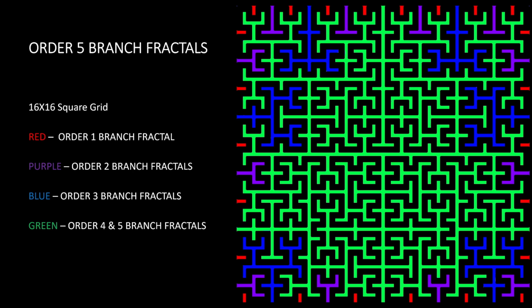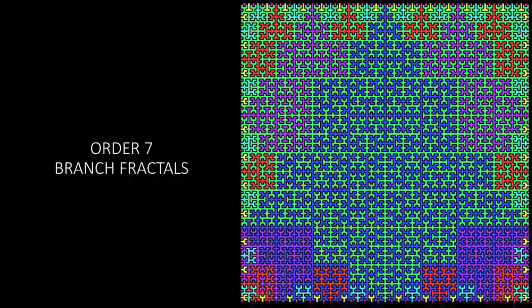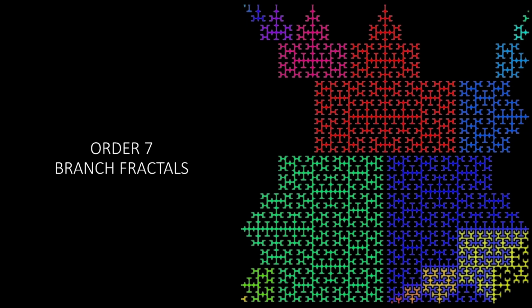Order 5 negative branch fractals. The curve itself in this diagram is black. The gaps between the curve form negative branch fractal patterns. Order 7 negative branch fractals. The curve in this diagram is black. Every color belongs to a negative branch fractal. Here we can see the cascading patterns embedded in the negative branch fractals.